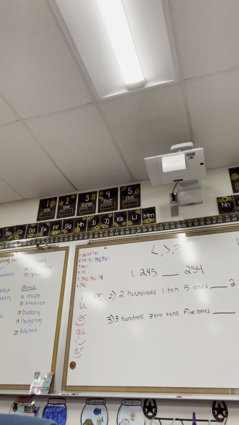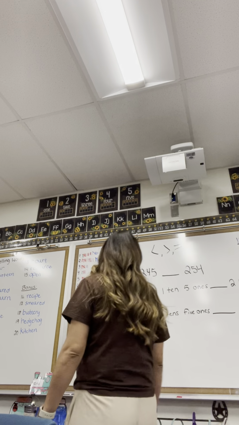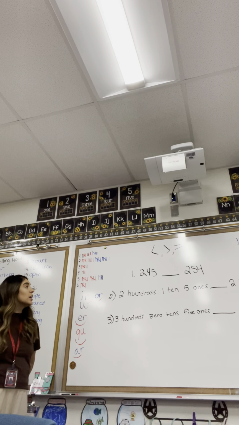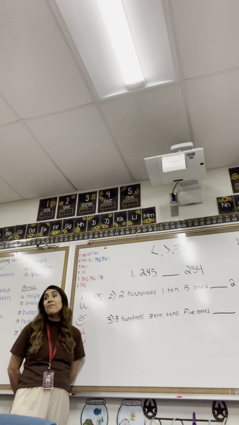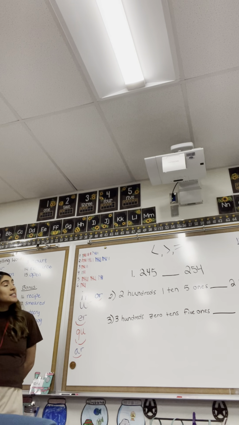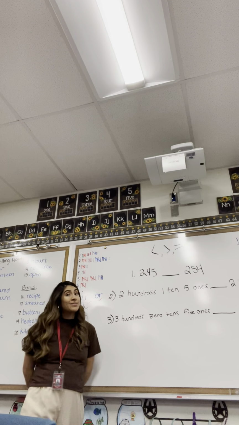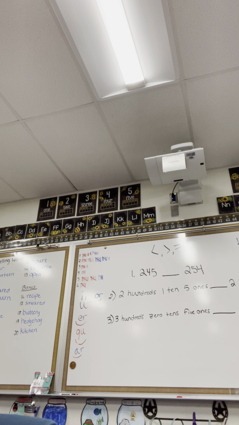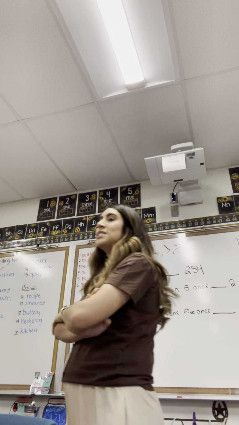My first one says 245 is greater than, less than, or equal to 254. Number 2 says there are 2 hundreds, 1 ten, and 5 ones in this number. Is it greater than, less than, or equal to my number of 2 hundreds, 6 tens, and 2 ones? Write it out. Figure out what that number is. And number 3. 3 hundreds, 0 tens, and 5 ones is greater than, less than, or equal to 305. When you're done, put your pencils down and put your arms crossed like this so that I know that you're done.